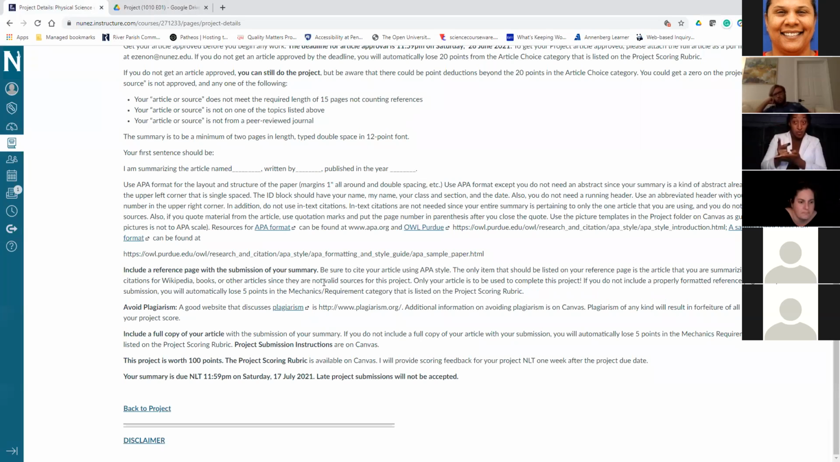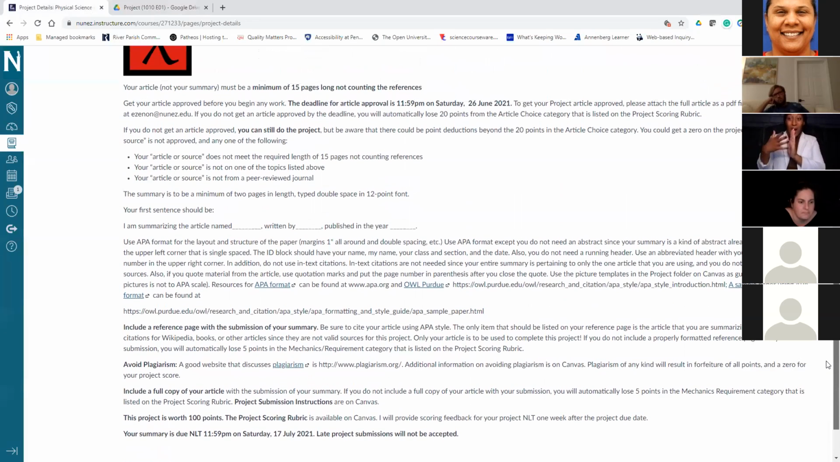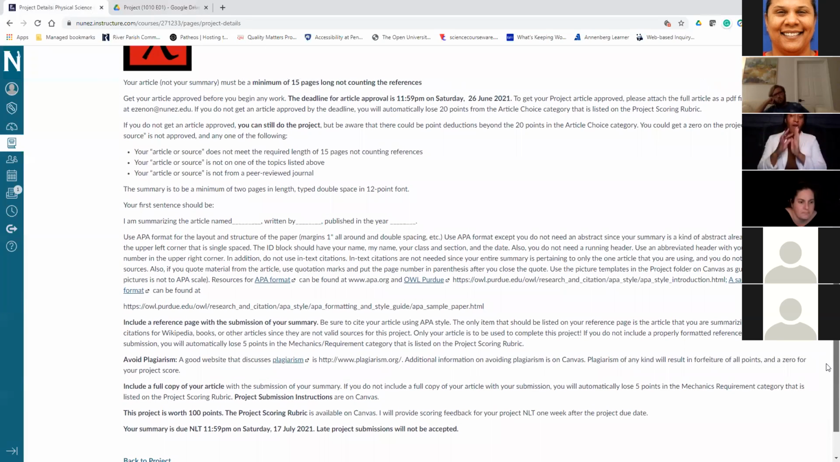If you don't include a reference page, you lose 5 points. If you don't include a copy of the article or at least a link to the article, you lose 5 points, all right? So we'll take a quick peek at the rubric here in just a moment, but are there any questions about anything I've covered here so far?